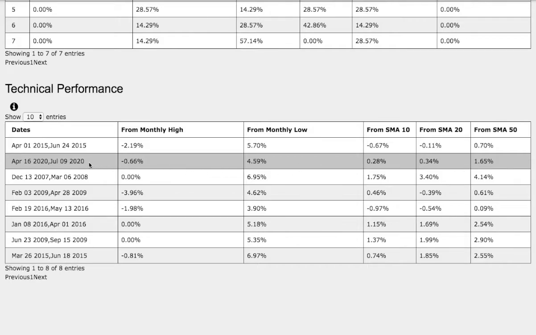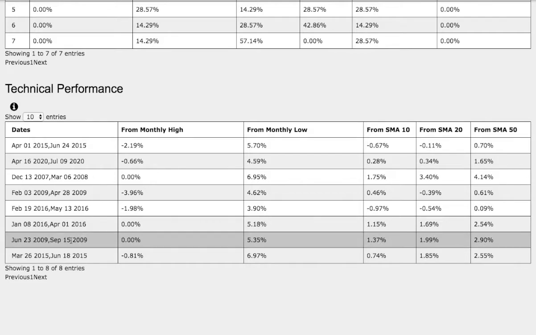And now let's compare that to the trend that we just found. So again, it was back in June 23rd to September 15, 2009. It was 0% away from monthly high, up 5% from monthly low, and up 1.4% from 10 simple moving average, up 2% from 20-day simple moving average, and up 2.9% from 50-day simple moving average.